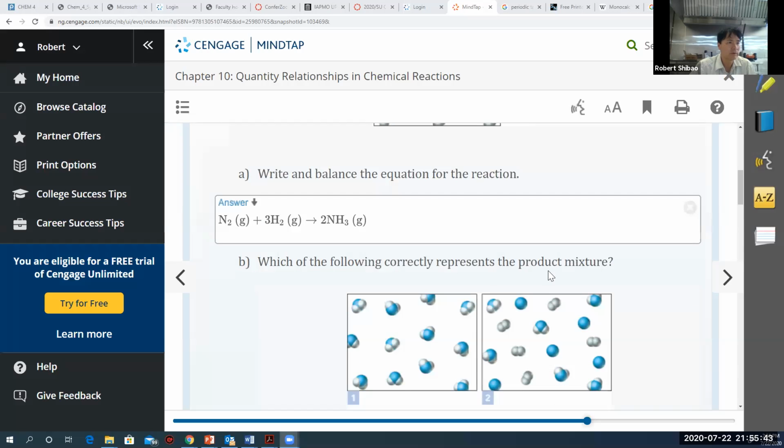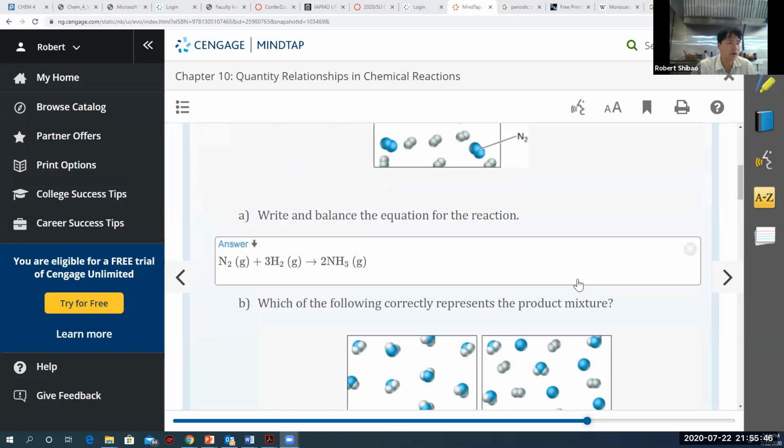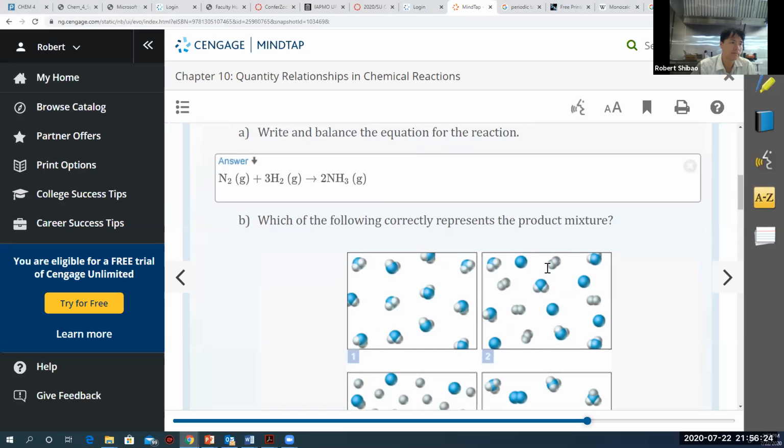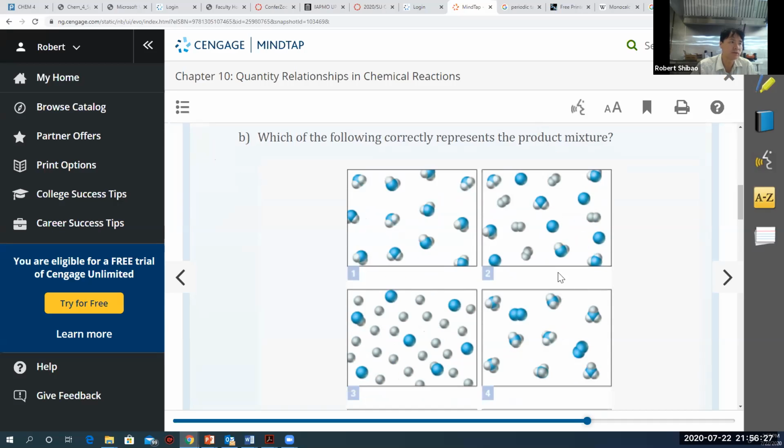Which of the following correctly represents the product mixture? Okay, this is a limiting reagent problem. We talked about it. For every nitrogen, we need 3 hydrogens. So how many nitrogens do we have? 1, 2, 3, 4, 5, 6. If we have 6 nitrogens, we're going to need 3 times 6, 18 hydrogens. So let's see how many hydrogens we have. 1, 2, 3, 4, 5, 6, 7, 8, 9, 10, 11, 12. We don't have enough hydrogens. We have too many nitrogens, not enough hydrogens. So we call hydrogen the limiting reactant. The nitrogen is the excess reactant.